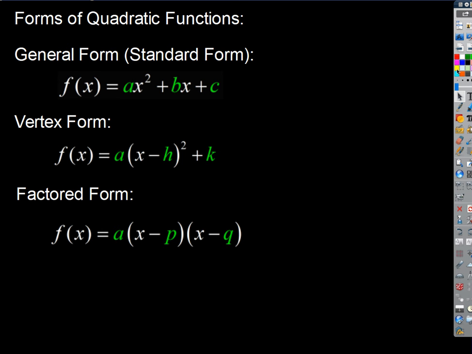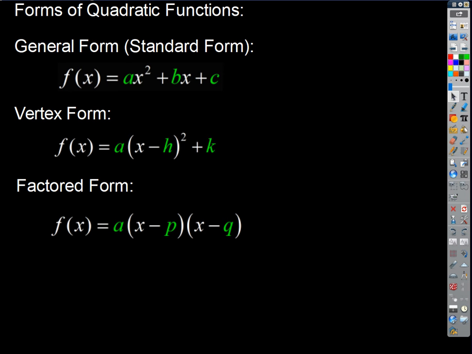So for today, we're going to take a look at click and close all the way. It's mostly review. There's not a lot of new stuff, but it really is just reapplying some stuff we've already talked about earlier in the year. So we're going to look at different forms of quadratic functions. Two of these we already know, we're already real familiar with. One of them is just a little bit different, but it's not a big deal. It's one that we're used to seeing. We just haven't really called it this yet.